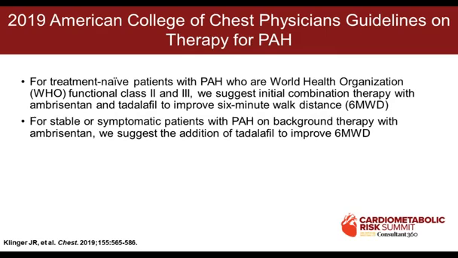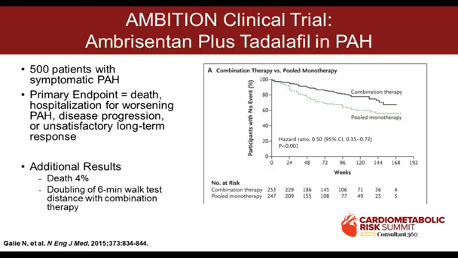So the 2019 guidelines from ACCP suggest the combination of an endothelial receptor antagonist and a PDE5 to improve walking distance. I forgot to mention the walking distance. So with combination therapy, death in this study that went out about 2 years was only 4%, and doubling of walking distance. Patients were able to double how far they could walk. So this is indicated not just to keep people out of the hospital, but to improve the quality of their life. And even in patients who are on 1 drug, we recommend going to 2 drugs now from those guidelines.